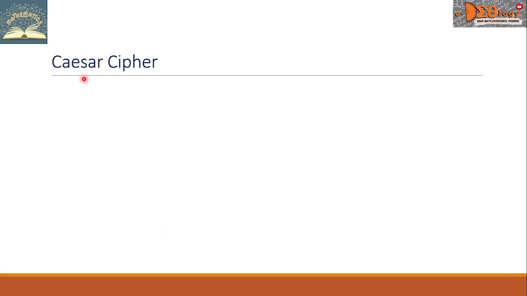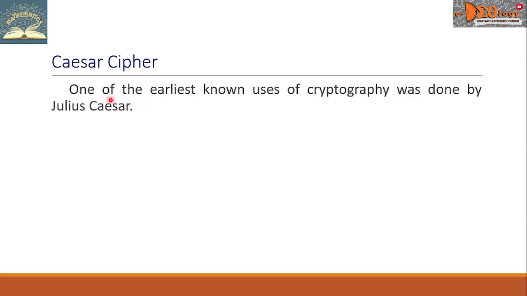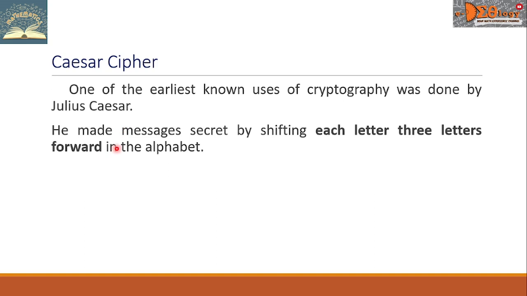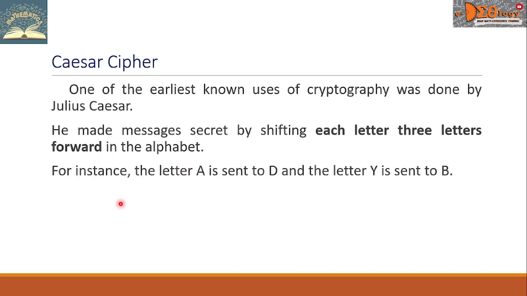Let us now study the Caesar cipher. One of the earliest known uses of cryptography was done by Julius Caesar. He made messages secret by shifting each letter 3 letters forward in the alphabet. For instance, the letter A is sent to D and the letter Y is sent to B.